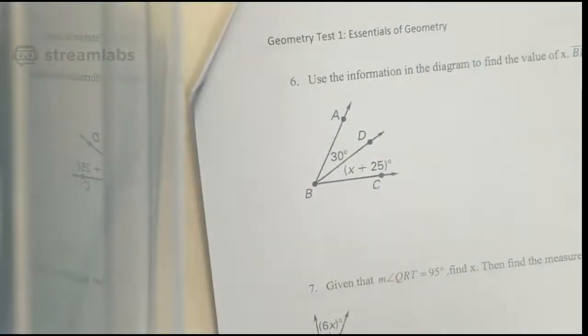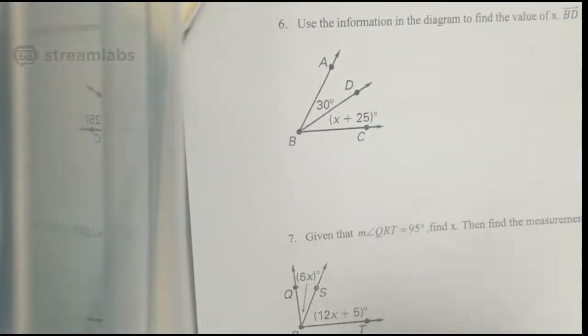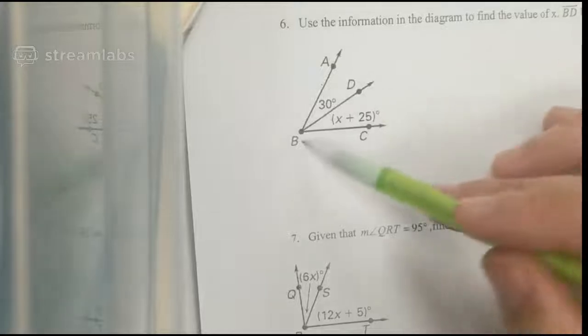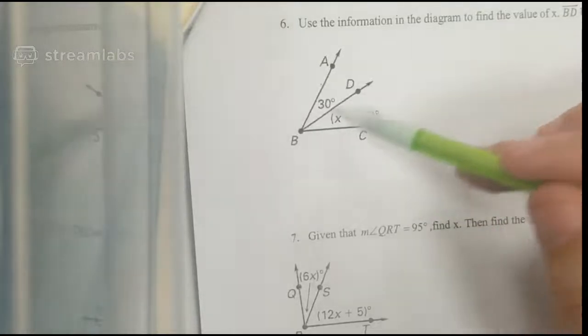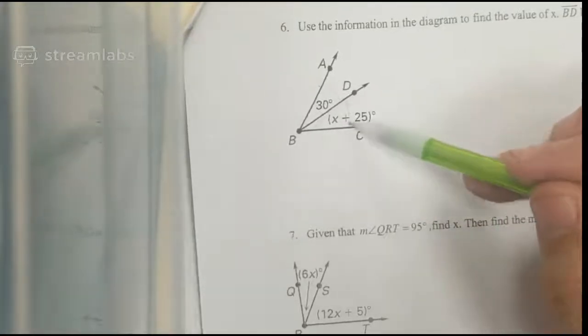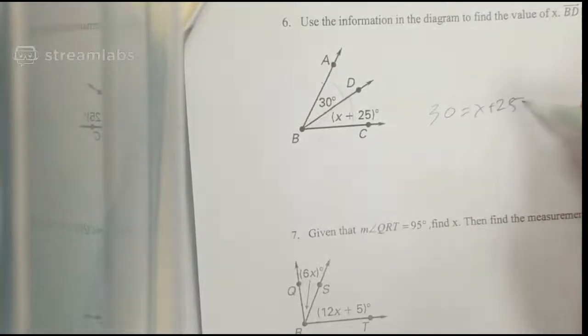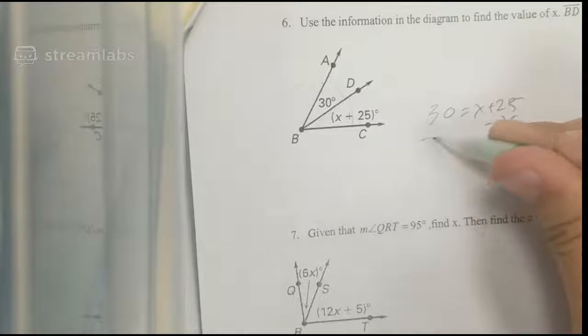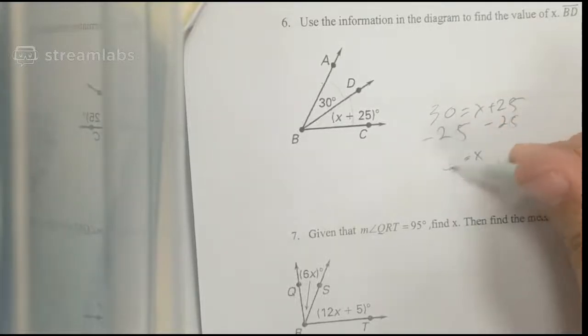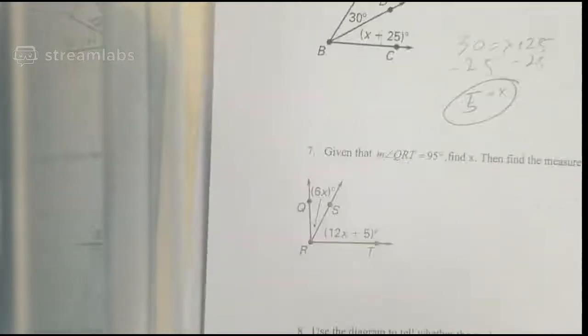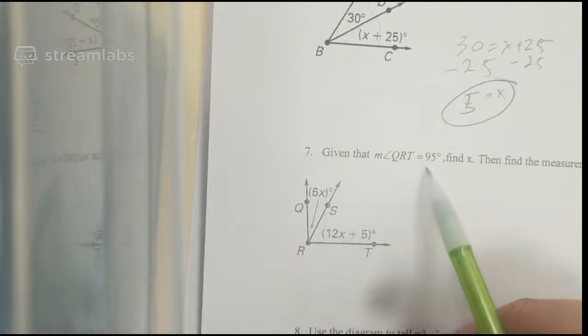Next one, use the information on the diagram to find the value of x. BD bisects ABC. So if it bisects, that means we know this has to equal that. So it's 30 equals x plus 25, minus 25 on both sides. X equals 5.